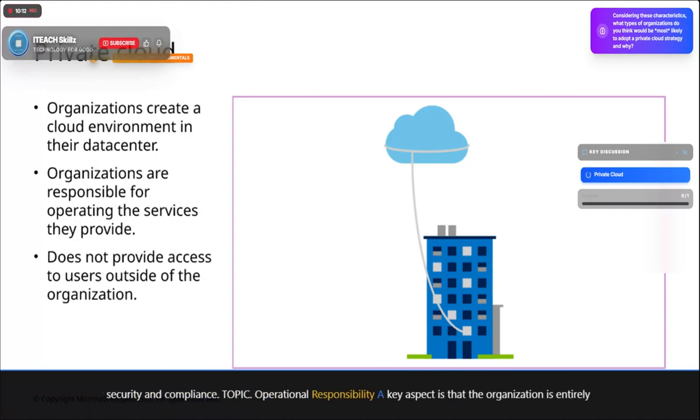Operational responsibility. A key aspect is that the organization is entirely responsible for operating those services. This includes everything from patching software and monitoring performance to ensuring high availability and disaster recovery. It's similar to owning a car. You get to customize it, but you're also on the hook for all repairs and upkeep. This contrasts with other cloud models where some of these tasks are handled by a provider.